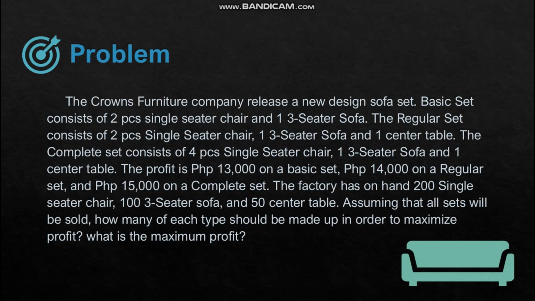The profit is 13,000 on a basic set, 14,000 on a regular set, and 15,000 on a complete set. The factory has on hand 200 single-seater chairs, 100 three-seater sofas, and 50 center tables. Assuming that all sets will be sold, how many of each type should be made in order to maximize profit? What is the maximum profit?